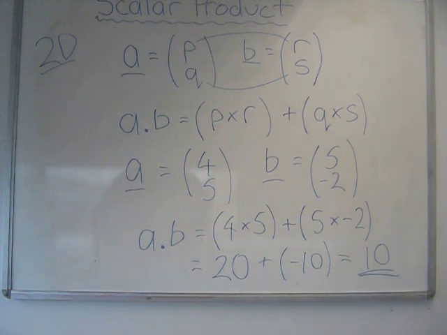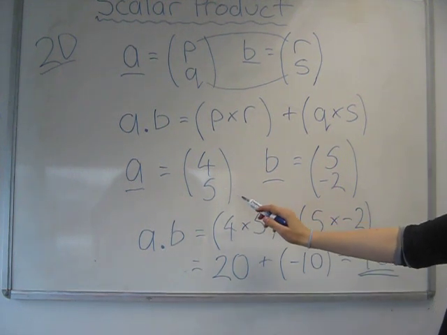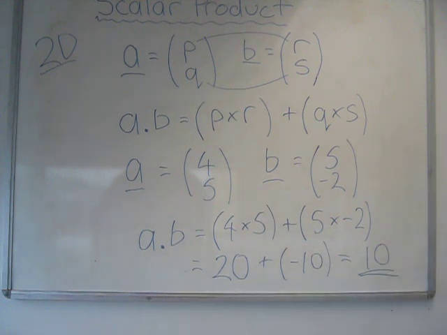So the dot product between these two particular vectors is 10, and that concludes the video.